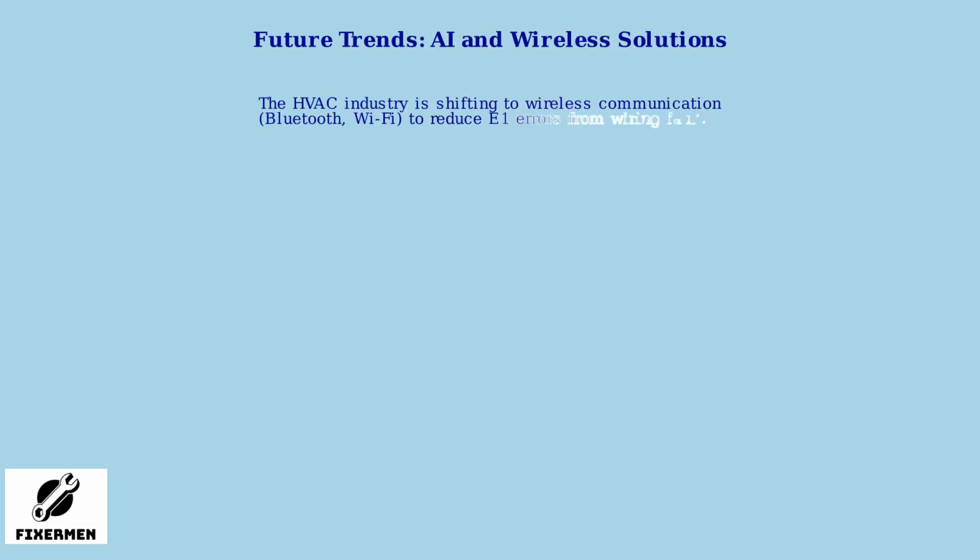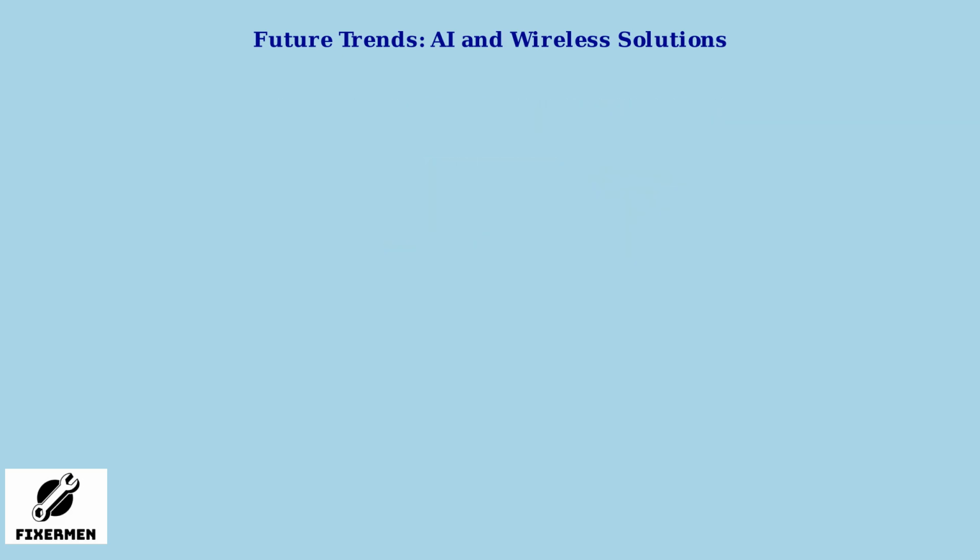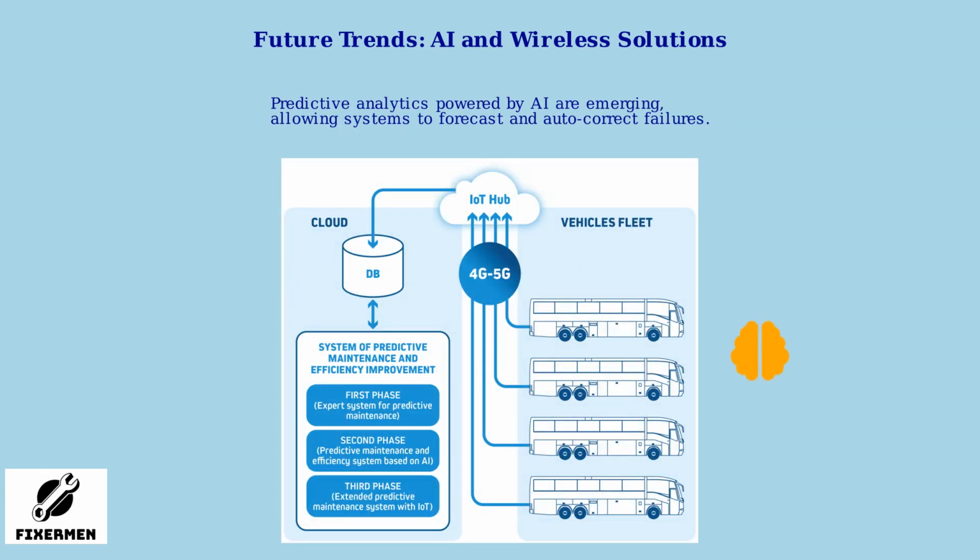The HVAC industry is shifting to wireless communication using Bluetooth and Wi-Fi to reduce E1 errors caused by wiring faults. This eliminates issues like loose connections and electromagnetic interference that can disrupt signals between indoor and outdoor units. Predictive analytics powered by artificial intelligence are also emerging in HVAC systems. These AI algorithms analyze data from connected devices to forecast communication failures, including E1 errors, before they happen. This allows the system to auto-correct issues or alert users proactively, reducing the need for manual troubleshooting.